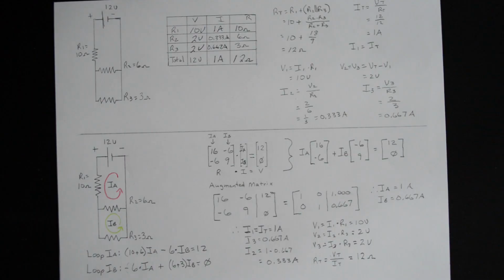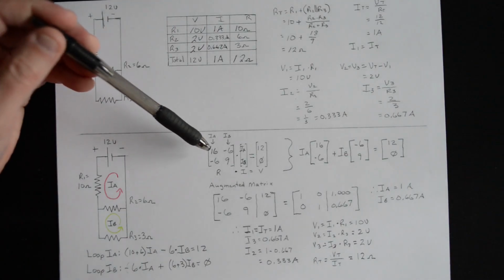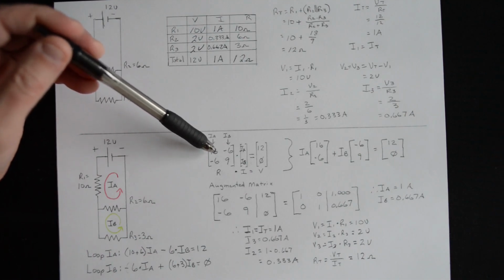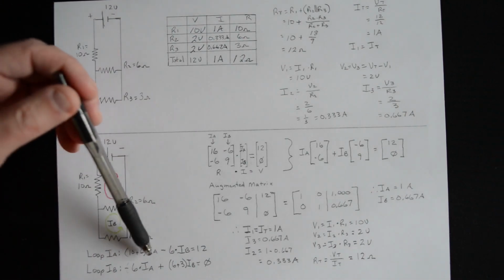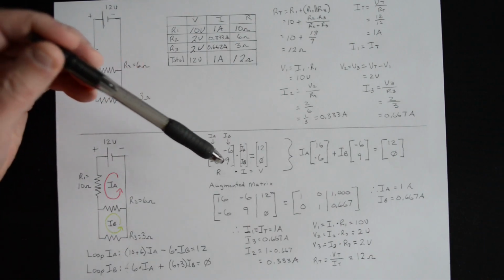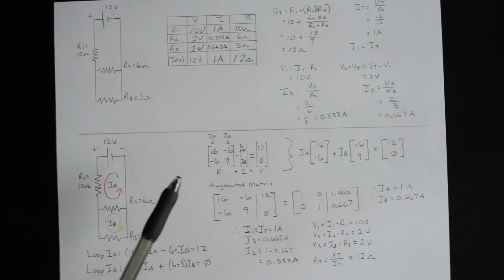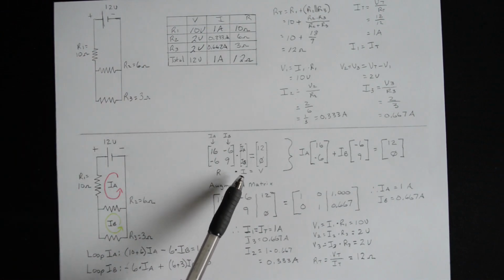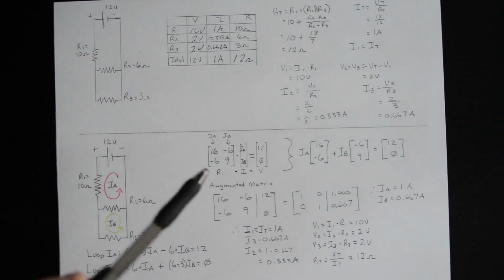All right, so now we're back over to our worksheet. And this is what linear algebra looks like. You're dealing with matrices. And what we need to do is put these two equations into matrix form, and understand what we're doing. We're just doing R times I equals V. This is what's going on here.